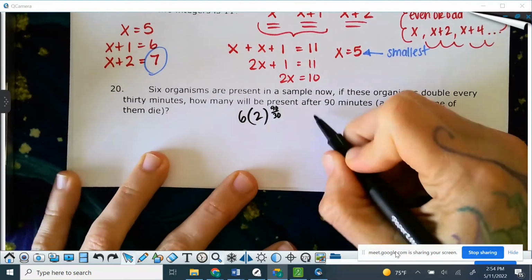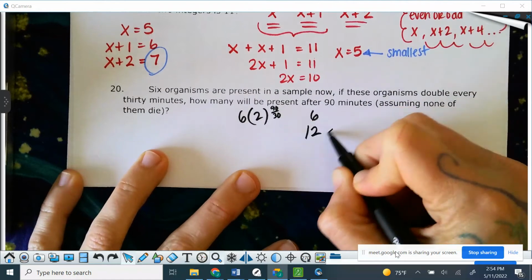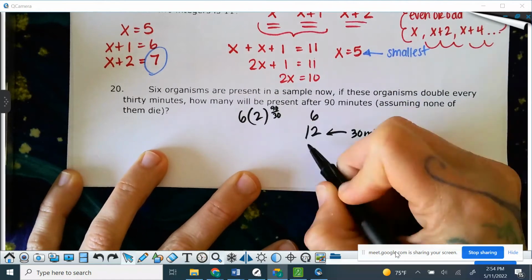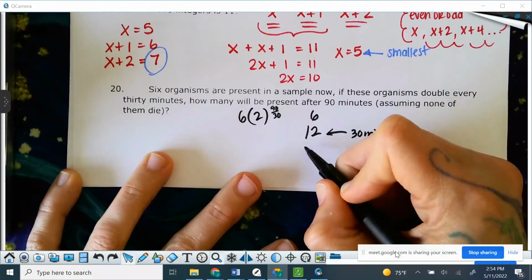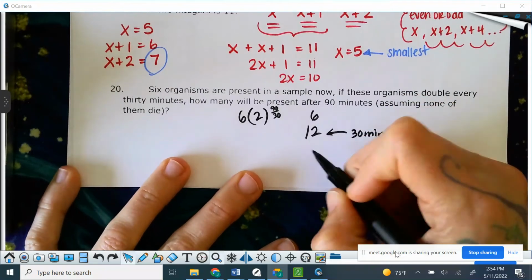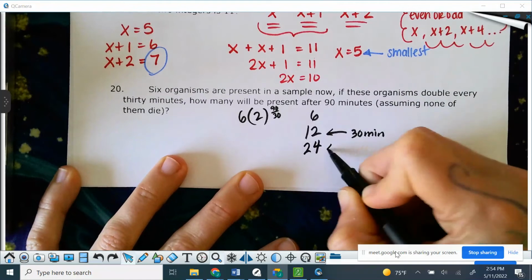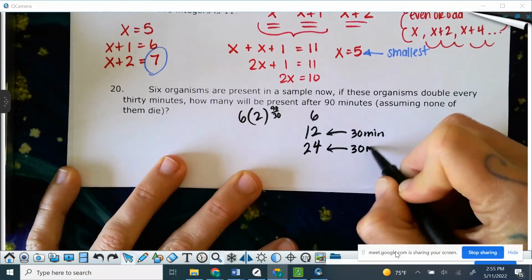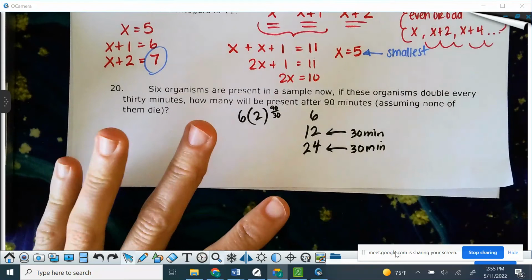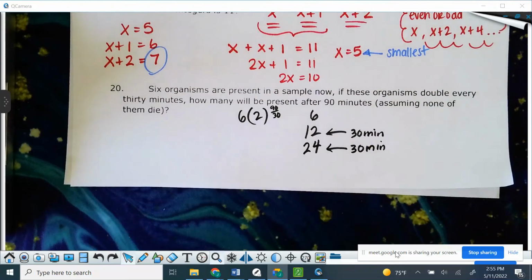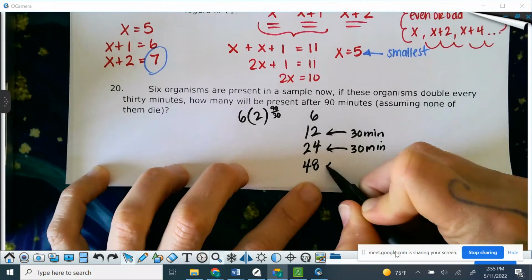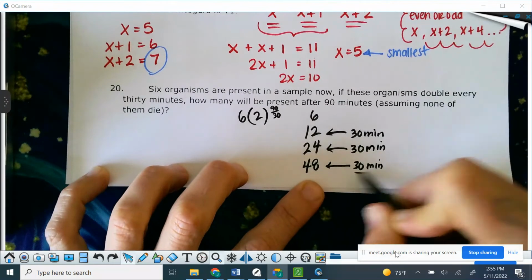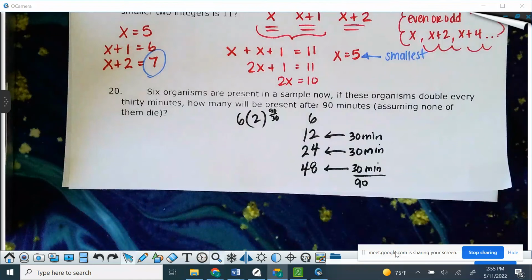Logic: 6 is going to double to 12. So that's your first 30 minutes, right? Then that 12 is going to double. 12 doubled is going to be, oh, Hayden, I'm sorry. You had it. It's 24. I was doing mental math and did not do good. That's my second 30 minutes. Oh, y'all are so close. Good job, Courtney. And then it doubles one more time, is 48. And that 30 minutes, 30 minutes, 30 minutes, there's our 90 minutes. So that 6 organisms became 48.